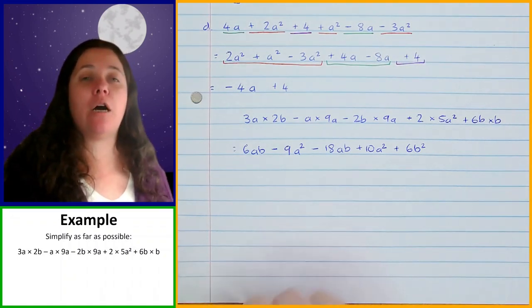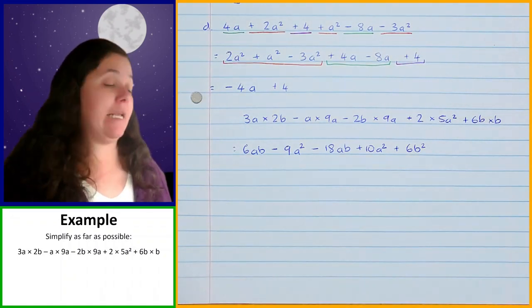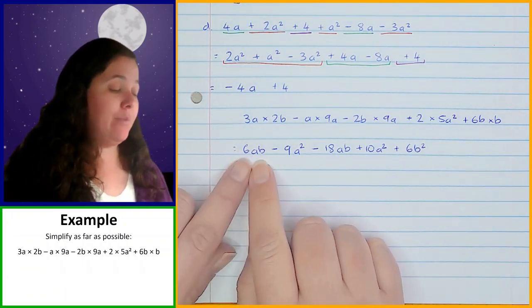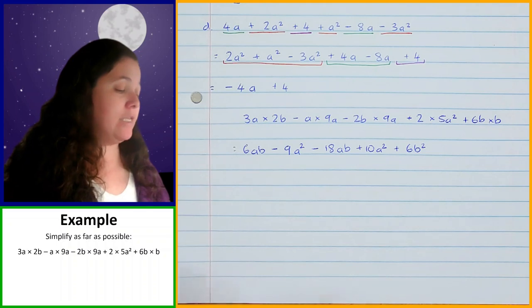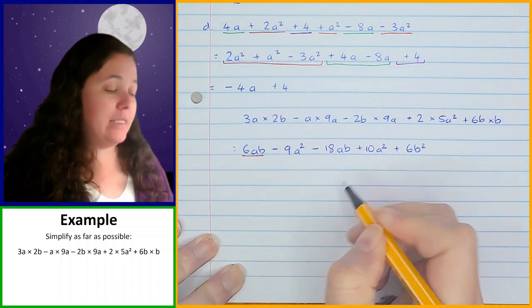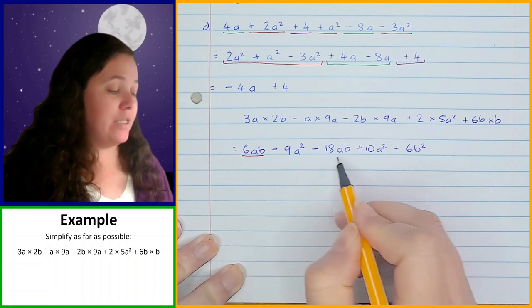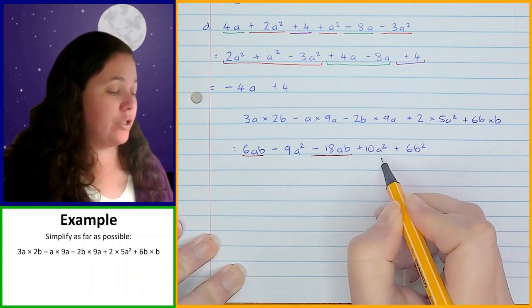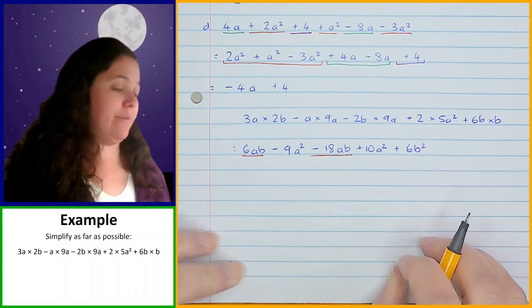We were going to be doing our addition and subtraction, first identifying and then collecting our like terms. So I've got ab over here. Okay, so I need to find any other ab's. This is a squared, it's not the same. This is ab, so I've got minus 18ab. So a squared is not the same, and then b squared is not the same.